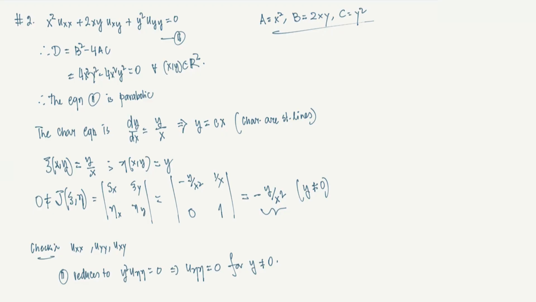So in that region, what is happening is this: equation 2 is getting reduced to u_eta_eta equals 0. Okay, so maybe I can do it here. See, 2 is a much more complicated equation. So what we are saying is that for y not equal to 0, equation 2 reduces to u_eta_eta equals 0.